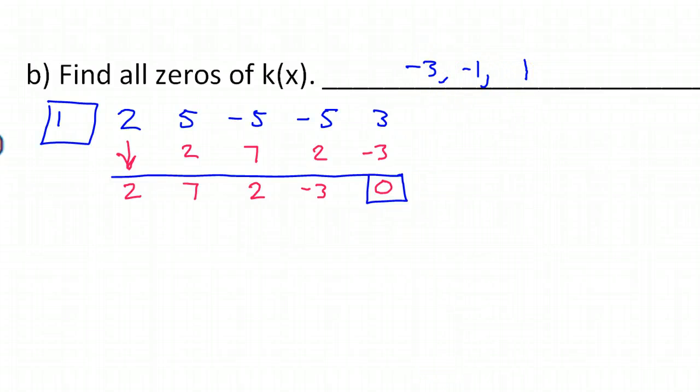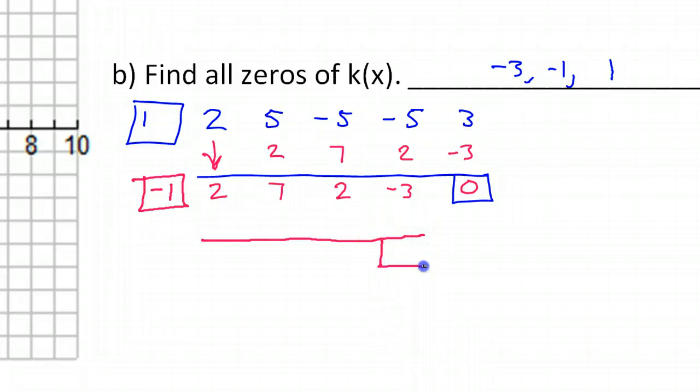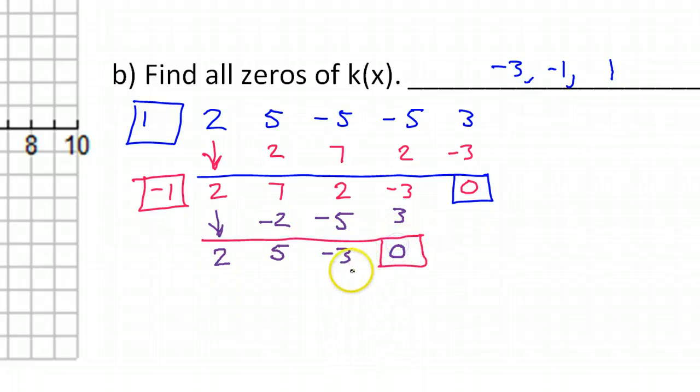Let's go ahead and do the -1 now. So I'll just go ahead and put my -1 right here. Let's draw another line, keep on going. Alright, 2 times -1 is -2, so that is 5. 5 times -1 is -5, so that is -3. -3 times -1 is +3, so that is 0.